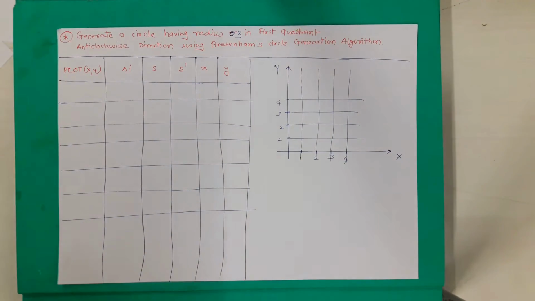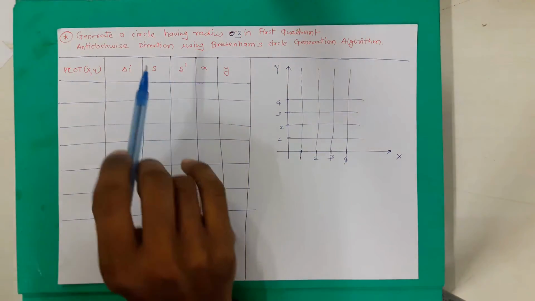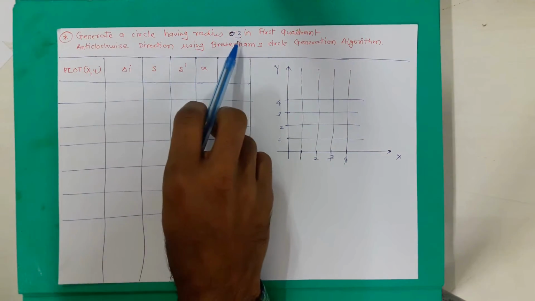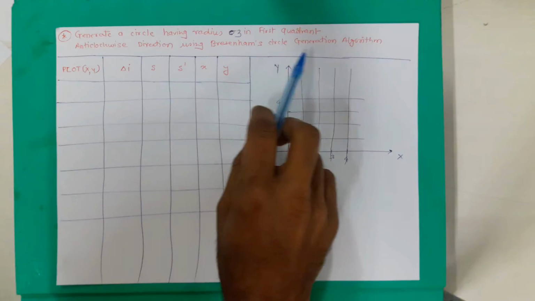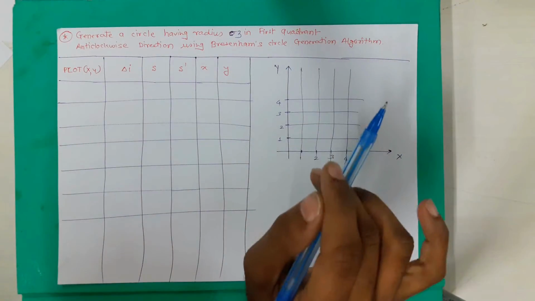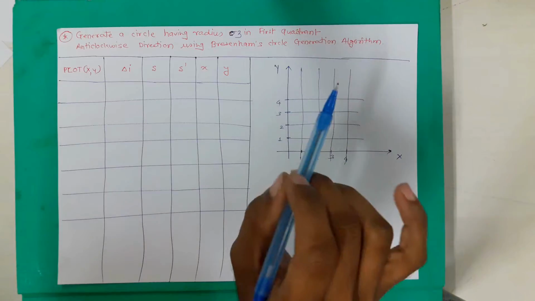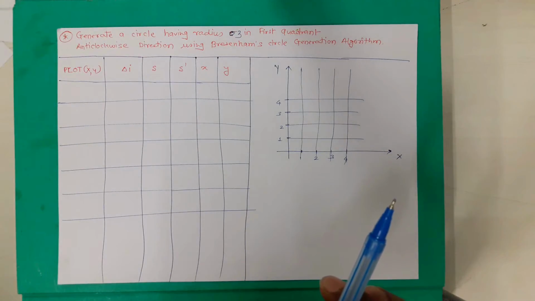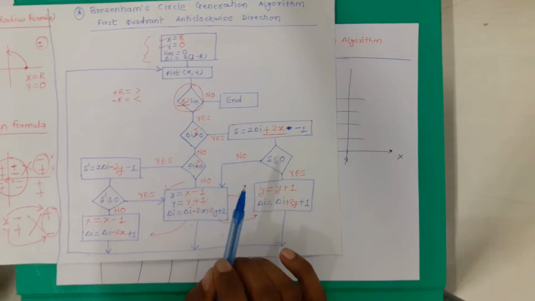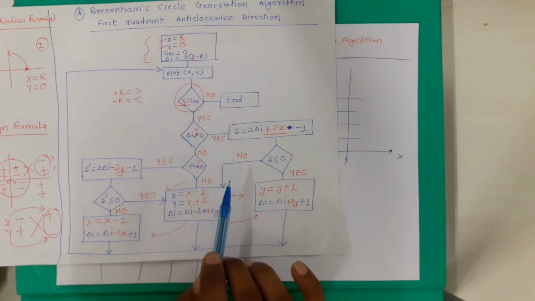In this lecture, in this video, we will discuss how to solve a numerical based on circle generation algorithm. Here, a problem is there. Generate a circle having radius 3 in first quadrant anti-clockwise direction by using Bresenham circle generation algorithm. As you know, to solve this type of problem, you must have its algorithm. In the last part, I have already discussed how to make an algorithm. In the last lecture, I generated this algorithm.